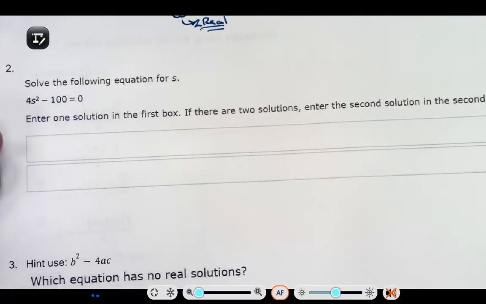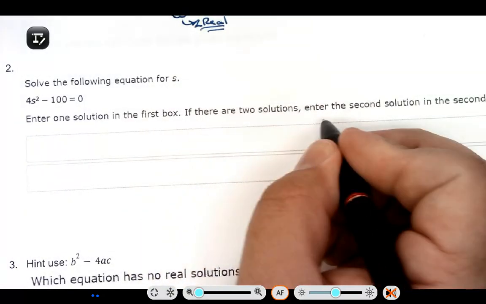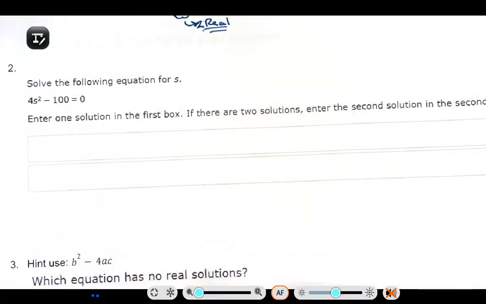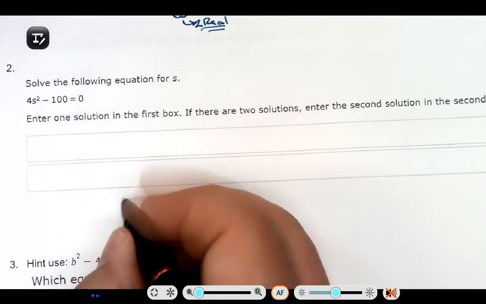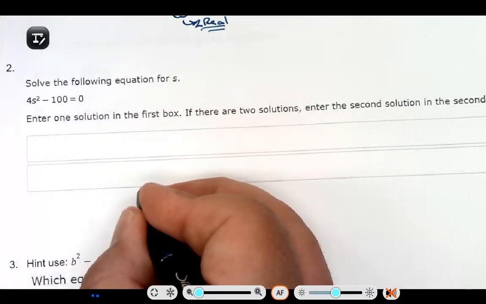So the SBAC sometimes wants you to split the answers, but notice it says if there's two solutions, then you would use the second box. So we don't have to, not necessary. All right, so here we go. I'm going to copy the question down.